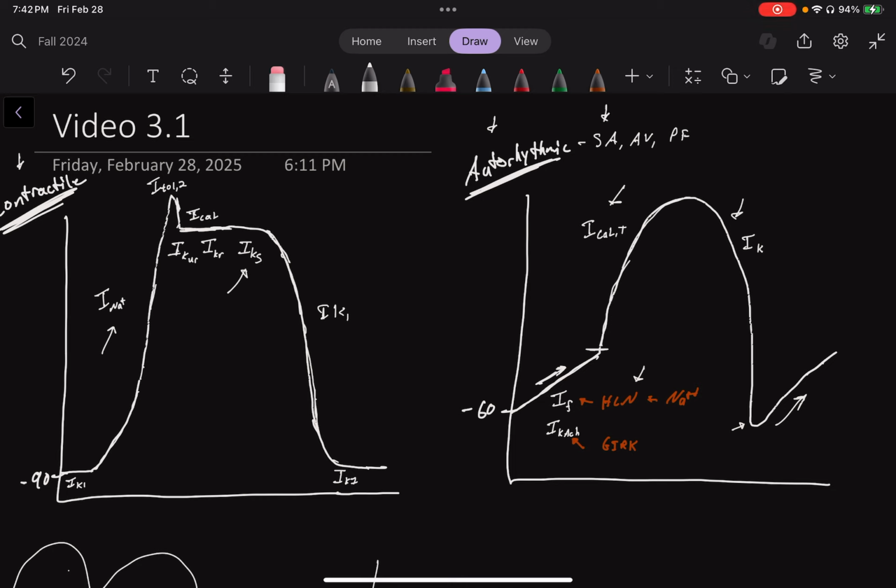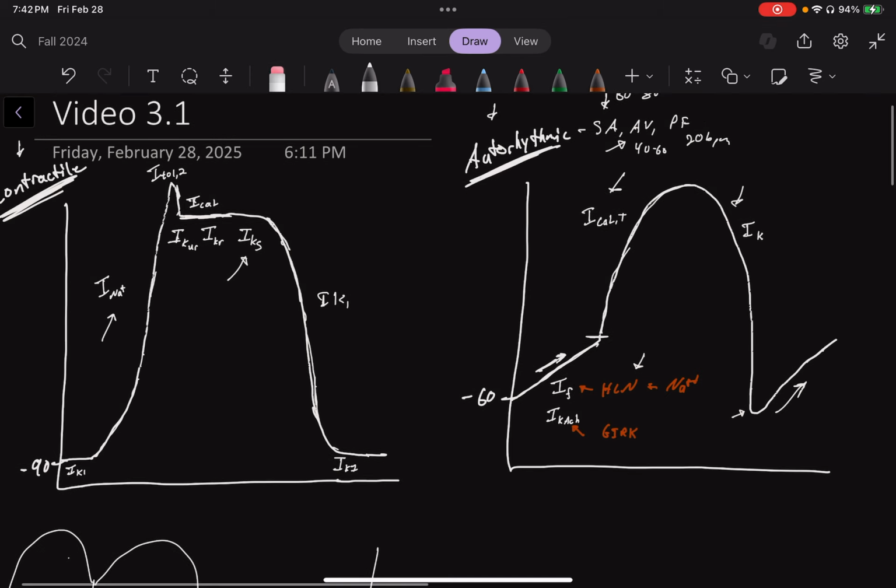So really, really cool. The autorhythmic cells are spontaneously depolarizing. The SA node is the fastest one, and it does this at about 60 to 80 beats per minute. The AV node does it about 40 to 60, and the Purkinje fibers only do it at about 20 beats per minute. So the SA node is the one leading the gang, and if the SA node fails, then the AV node can take over. If the AV node fails, then the Purkinje fibers can take over. But a 20 beats per minute heart rate is not very high. Not sure if you can survive on that.